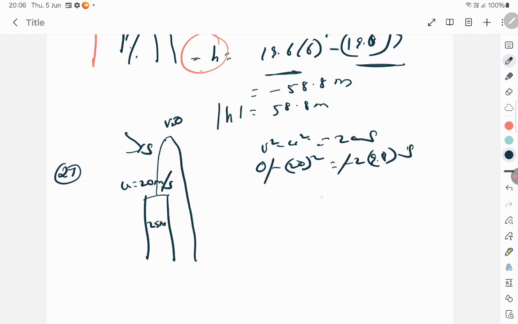So minus and minus get cancelled. The 400 is equal to 2 into 9.8 s, that is 19.6 s. S is equal to 400 by 19.6. If it was 20, it would have been 20. That would have been easy. That's what they have done in this sum. They have approximated 9.8 to 10 meter per second square acceleration. So this is 20. So the answer will be just 20 meters. So this height above is 20 meter.